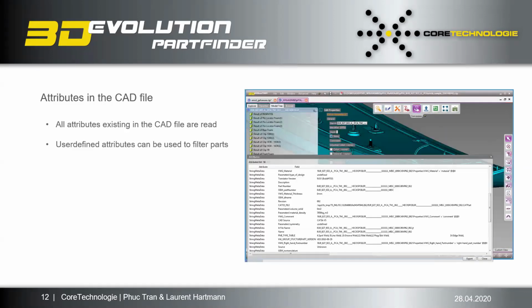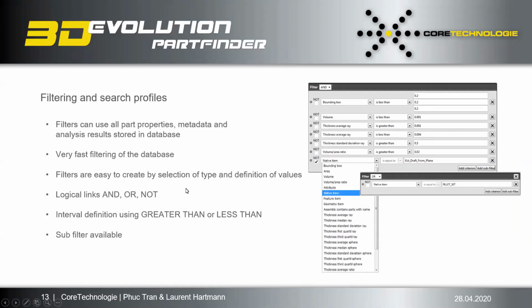So these are the attributes or the properties which are common in the CAD. For example, here in the CATIA V5 file, you have the information of the user, and these filterings here in this Partfinder will be shown by me during the live presentation.